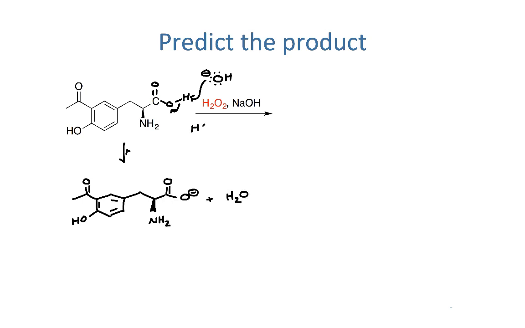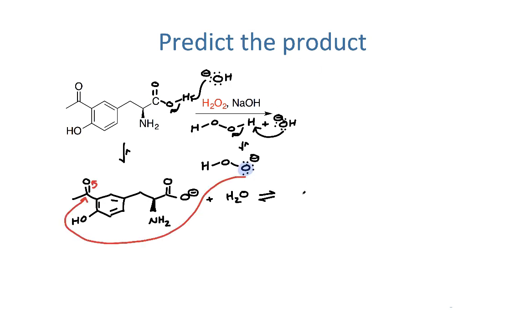A hydroxide deprotonates the hydrogen peroxide. Because the reaction is under basic conditions, the carbonyl group is not protonated, or activated, first. The peroxide is sufficiently nucleophilic to react directly with the ketone, forming the tetrahedral intermediate.